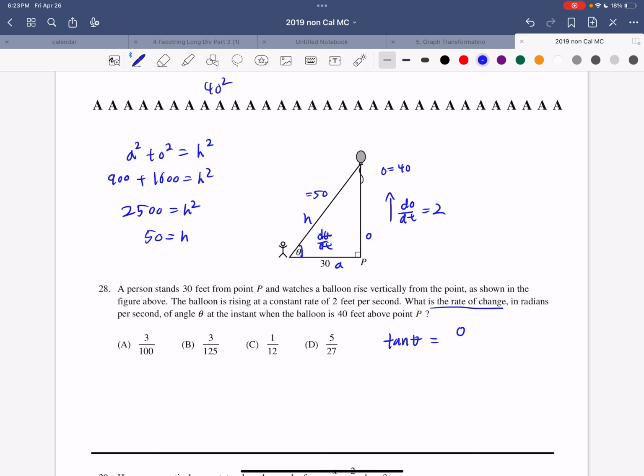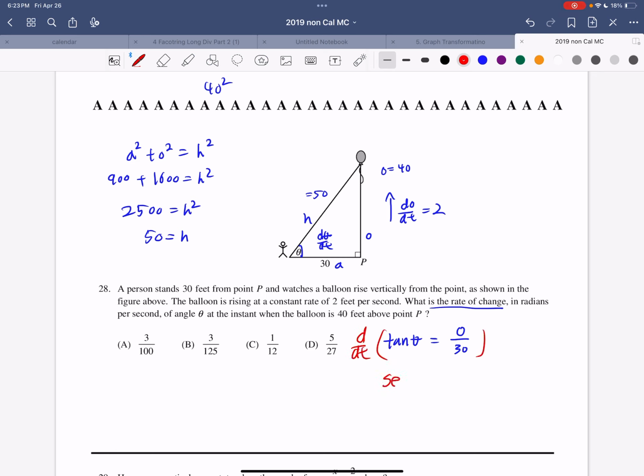But we know what adjacent is, which is 30. The reason that I don't put 40 is because this is actually changing, right? But this one is already set, so I just put 30. So what I'm gonna do is derive this one. So if I derive this, I'm gonna do d/dt.